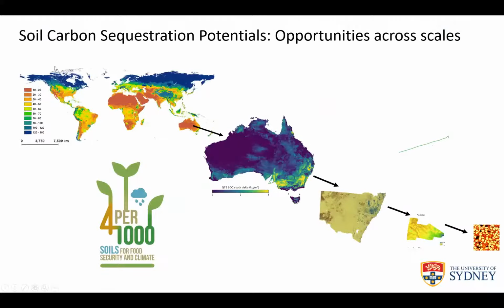Okay, so that's why there's a lot of research on soil carbon, and what we call soil carbon sequestration. That means new practices that take CO2 out of the atmosphere and put it in the soil.